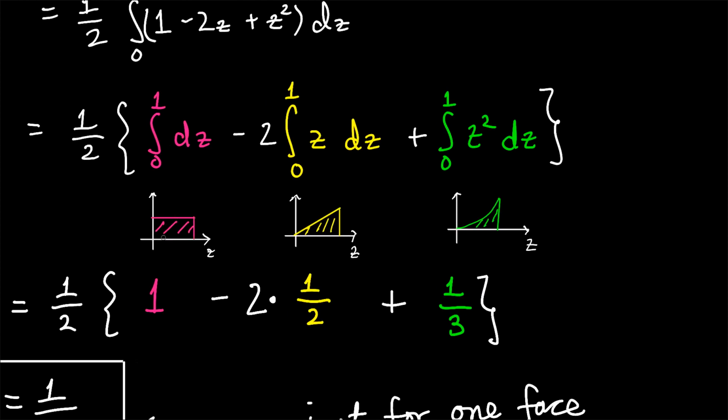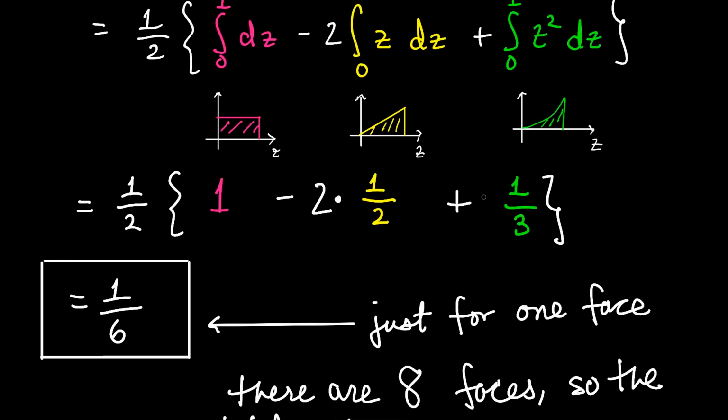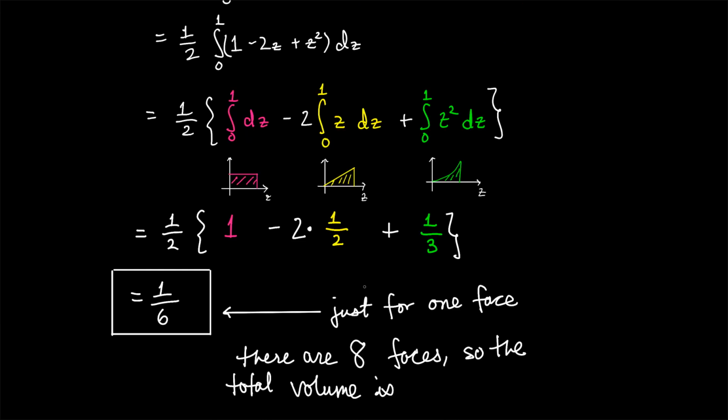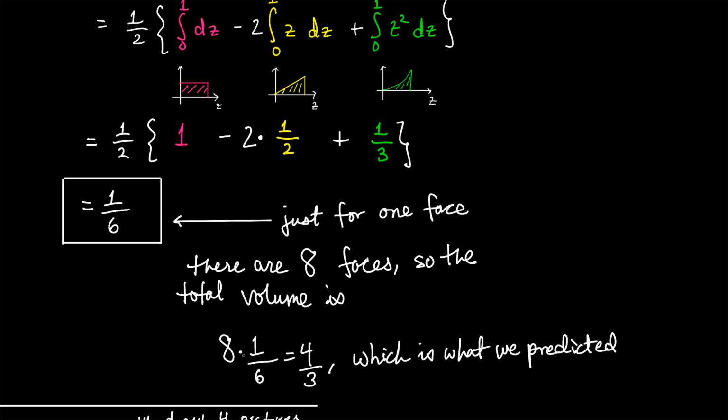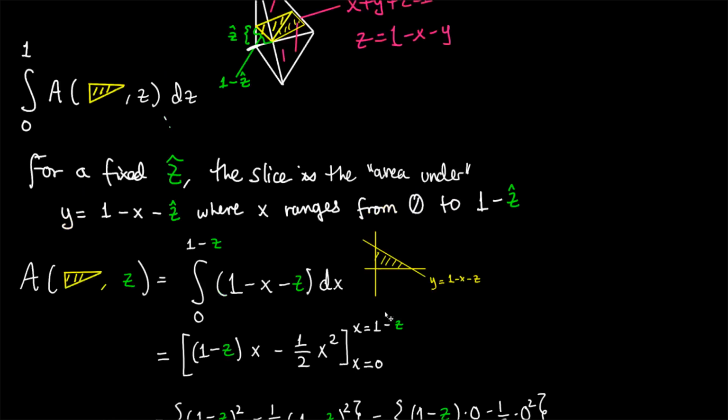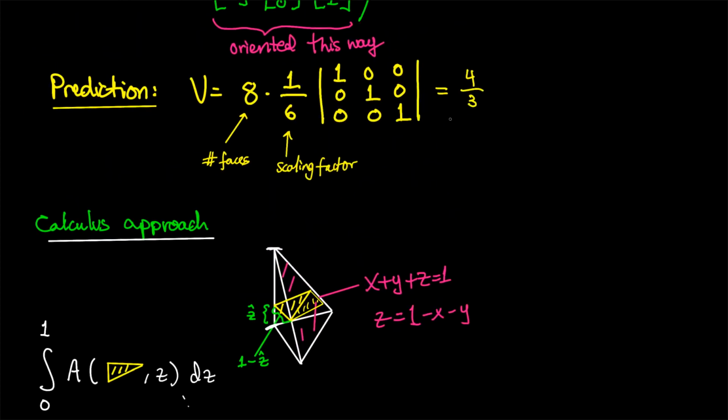So this one is the area of this rectangle, which is 1. This one is 2 times the area of this triangle, which is, the area of the triangle is 1/2, and so 2 times that would be 1. And then the area under this parabola right here between 0 and 1 is 1/3. So this is 1/2 times 1 minus 1 plus 1/3, so that's equal to 1/6, which is just for one face. There are 8 faces, so the total volume is 8 times 1/6, which is 4/3. Which, if you go back up here, 4/3 is what we predicted, so we were right.